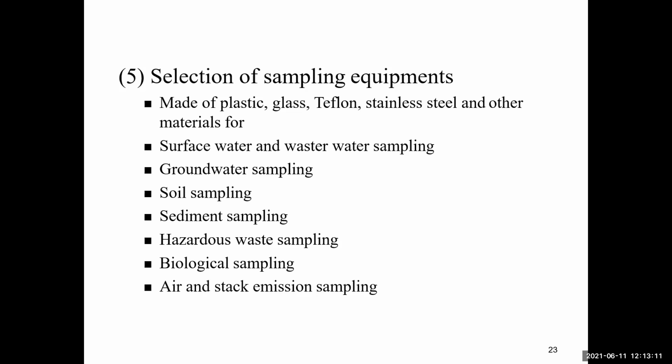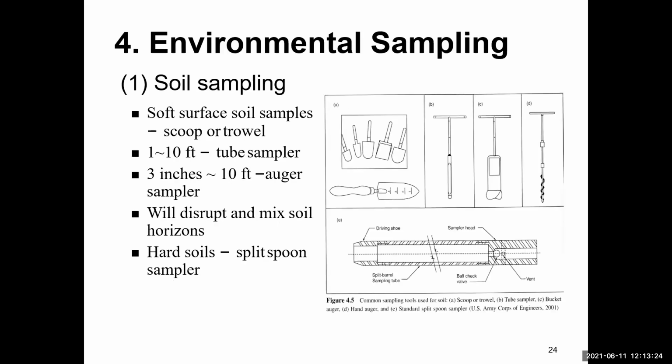Okay, these are made of glass and stainless steel, used for soil and water sample collection. Now, environmental sampling. This is the first, soil sampling. There are these types of equipment available. How to collect the sample?